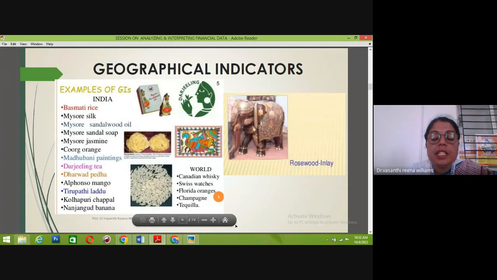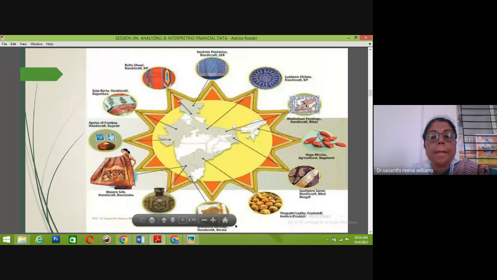Okay. Similarly, Swiss watches, then Alfonso mangoes, many of these, as you can see. So these are all geographical indications. Can we go to the next slide, please? Yeah, again, I've just put in this image because I felt we are talking about the basics of intellectual property. So I'm trying to ensure that the foundation is strong and you're able to understand that.